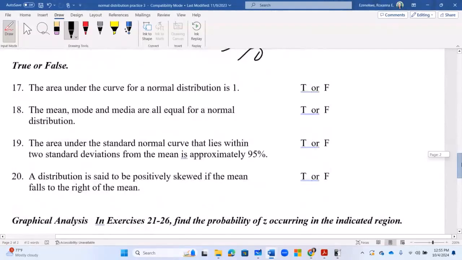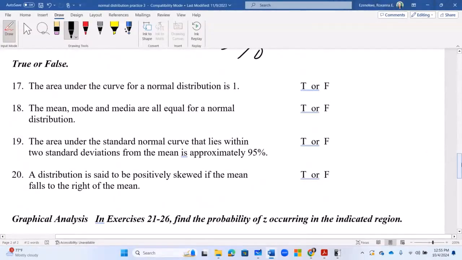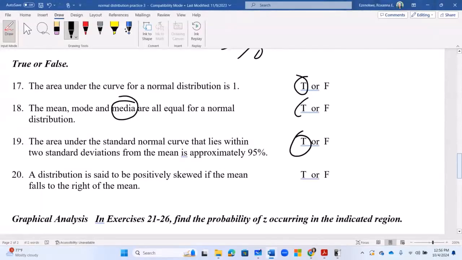The area under the curve for a normal distribution is 1. Is it true? Yes. Number 18, the mean, mode, and median are all equal for a normal distribution. Yes. The mean, median, and mode are equal when the data is normal. Number 19, the area under the standard normal curve that lies within 2 standard deviations from the mean is approximately 95%. Is that true? Yes. This is true also.